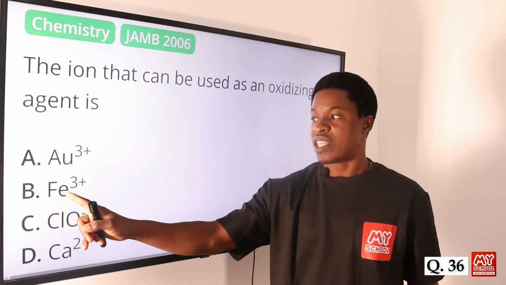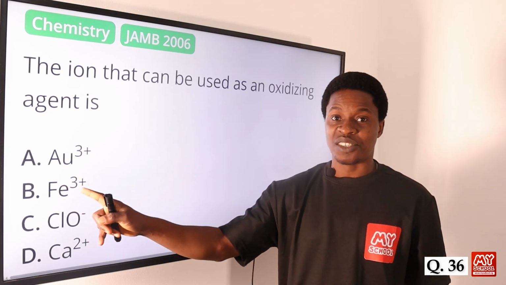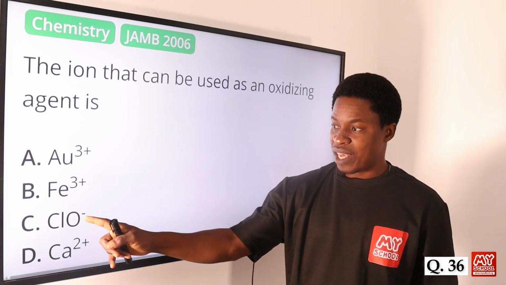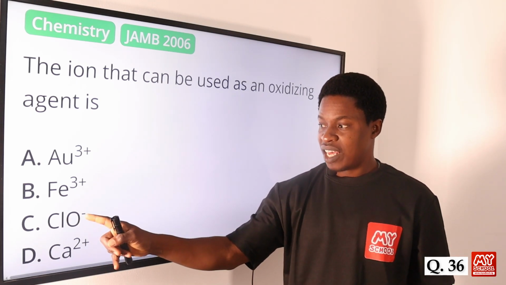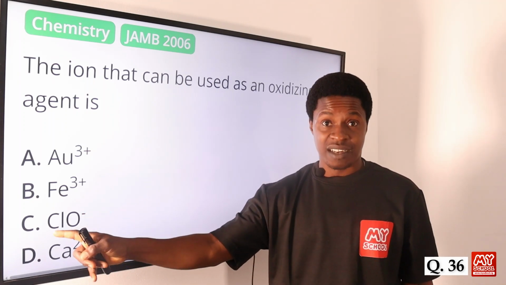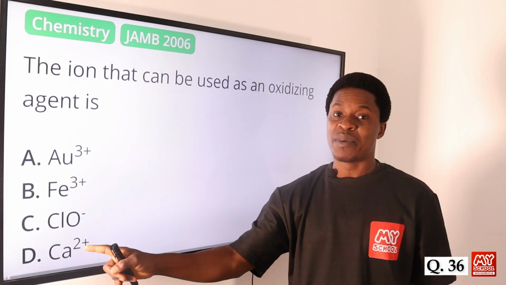Option B is Fe3+, that is ion, Fe3+. This is also a reducing agent. So this one is also eliminated. Option C, we have Cl, this is chlorate ion. You can see we have a negative one here, and of course this is a radical, but this is negative. Then look at this one, calcium ion is also a metal, which is what?